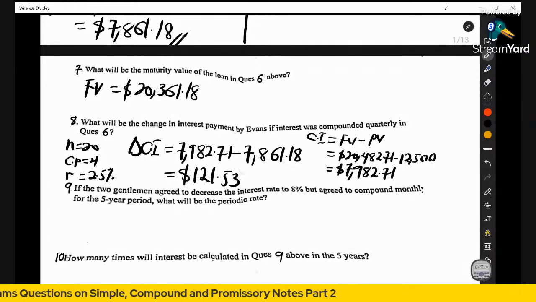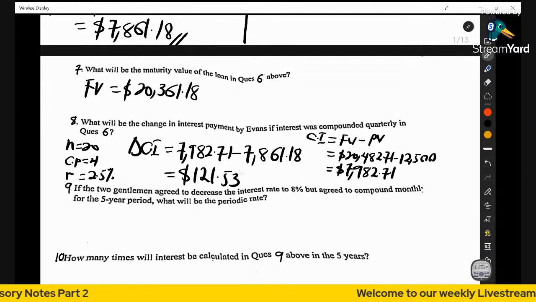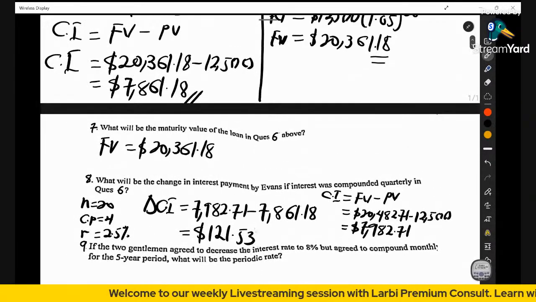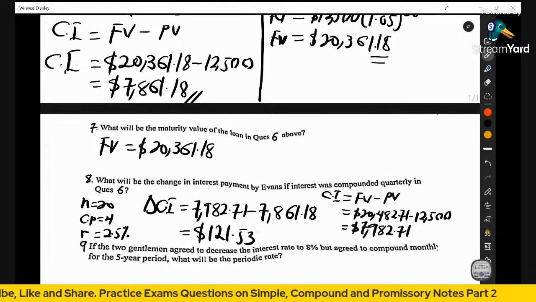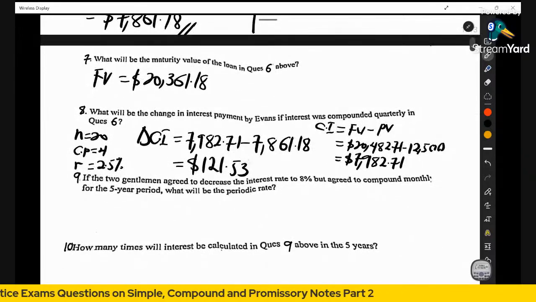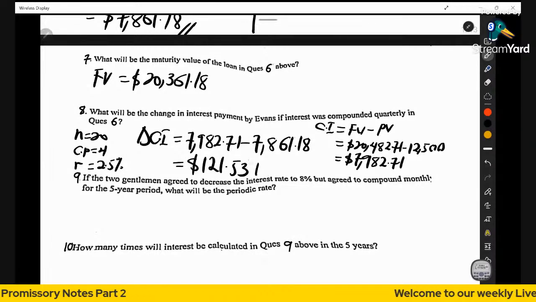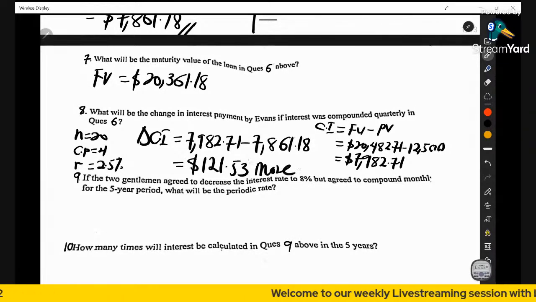So if it was compounded quarterly, then Evans will have paid $121.53 more, in addition to the value when it was compounded semi-annually, as the total sum, the future value, when the due date gets to. So the more you compound, the more interest you pay. So I can write more, 121.53 more. Let's take note of that.